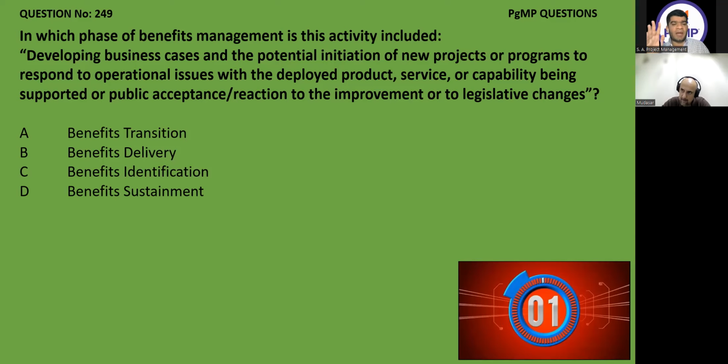As I told you, minimum 5 to 10 questions will come from the benefit sustainment domain. It's very important, very confusing thing, but just focus your mind. If it is a deployed product, something is already delivered, your program is finished, whatever will happen, whether it's a starting of a new project, new component, business case, whatever is the thing, it is in the benefit sustainment domain phase. Okay. Is it clear? Yes. Lovely, take a note.